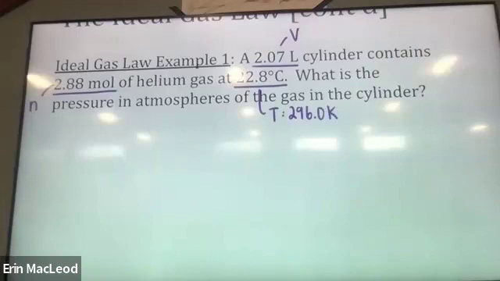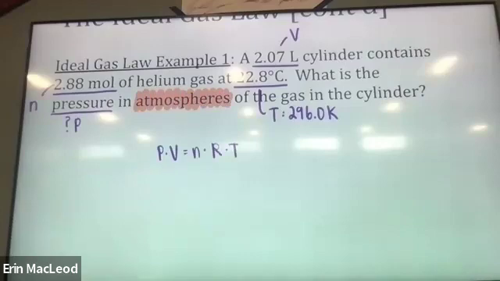We have N, we have V, we have T. You always know R. So it says, what is the pressure? So we are looking for P in atmospheres. So we definitely want to know what pressure unit we want when we're solving. All right. Here's your equation for the day. P times V equals N times R times T.